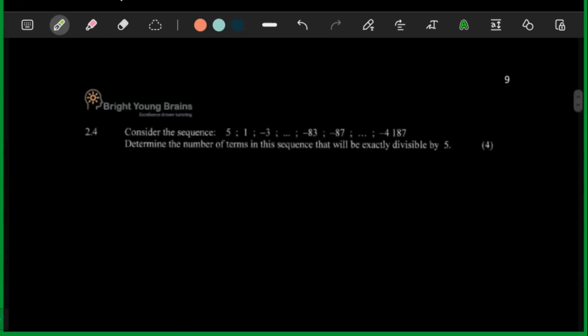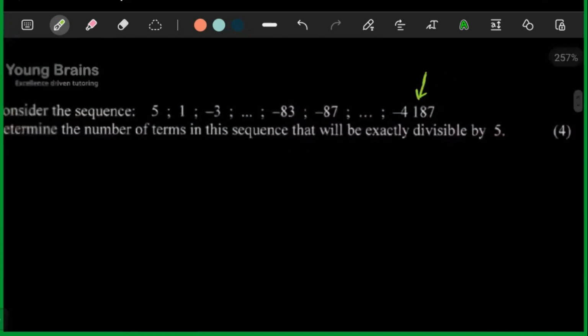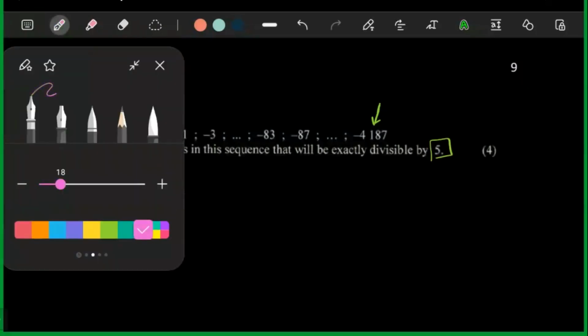The next question here says, consider the sequence, right? It's the same sequence. Now we're going a bit further. So this same sequence says, determine the number of terms in the sequence that will be exactly divisible by 5. This question is a very, very unique question. Unique, but straightforward, but repeatable.